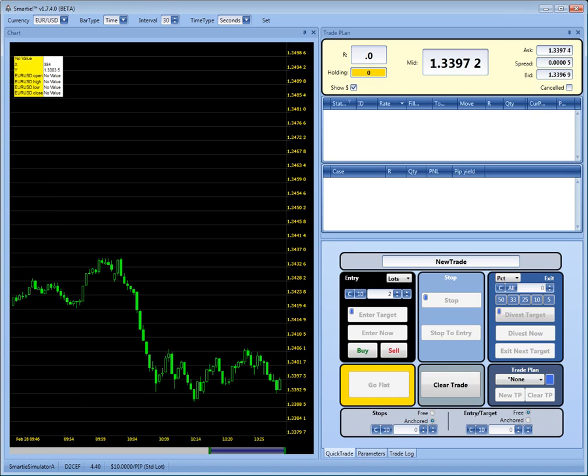In this video, I'm going to introduce the concept of R. R is the risk a trader takes when entering the market. It is calculated by taking the number of lots in the trade and multiplying it by the pips of risk. That is, the number of pips between the entry rate and your initial protective stop.